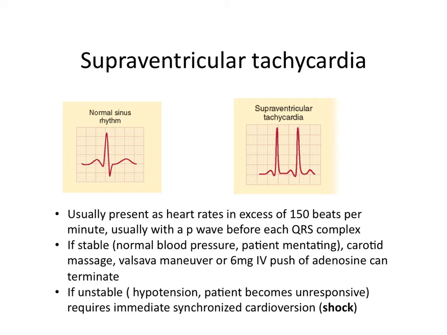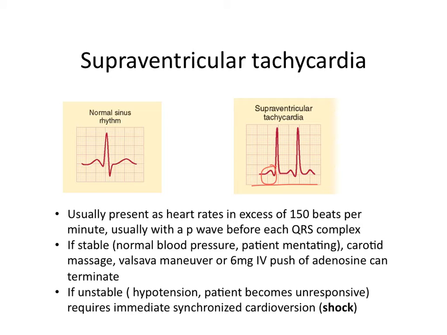Some patients may manifest supraventricular tachycardia, which is usually present when the heart rate exceeds 150 beats per minute, as is demonstrated in this ECG tracing here on the right, where the heart rate is approximately 150 beats per minute. Importantly, each QRS complex is preceded by a P wave.